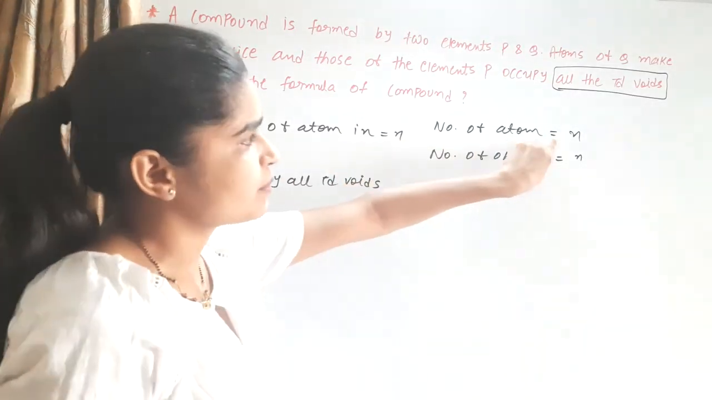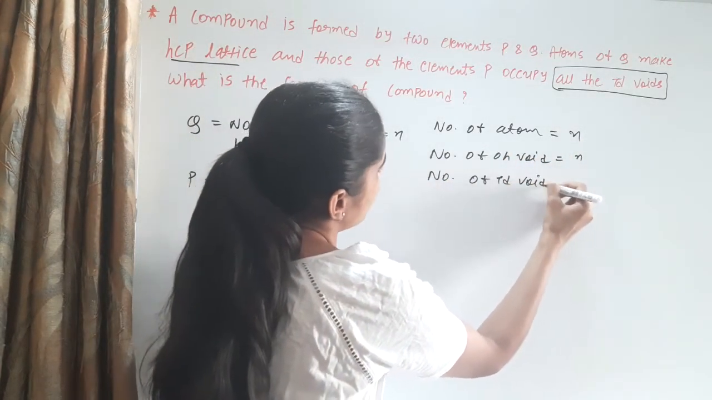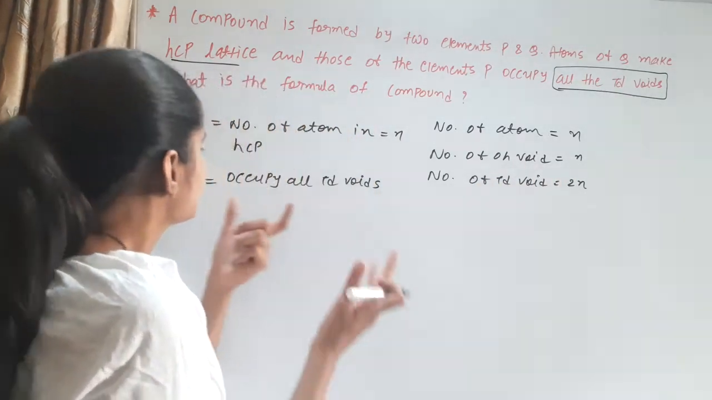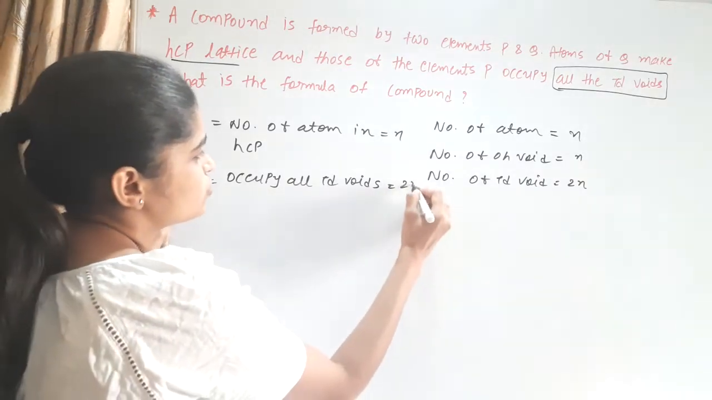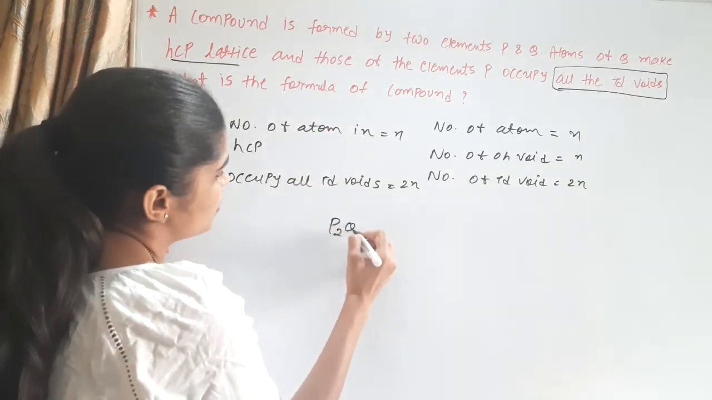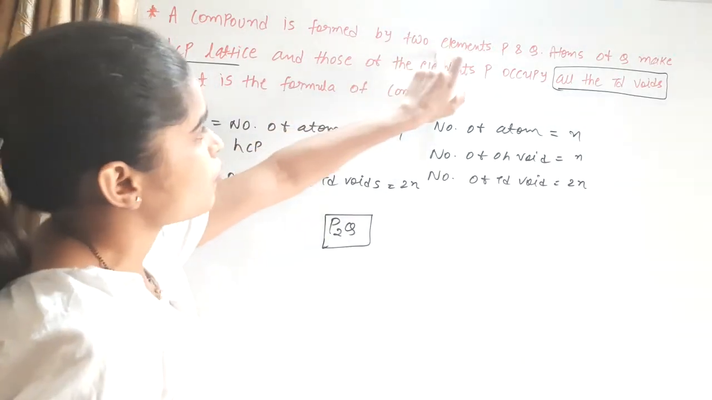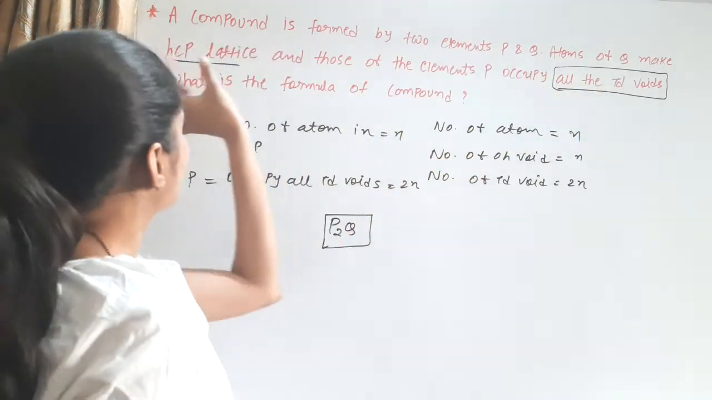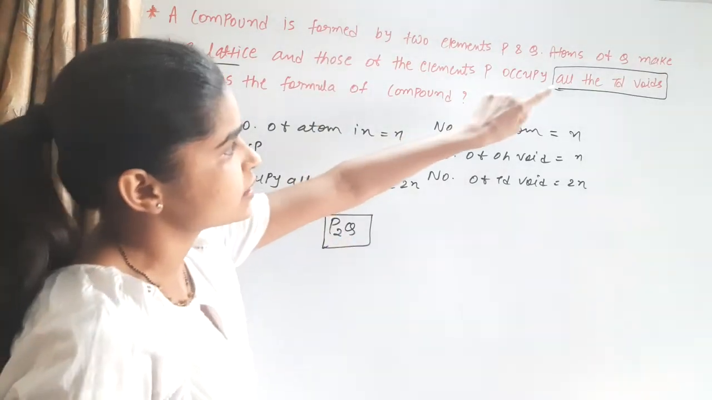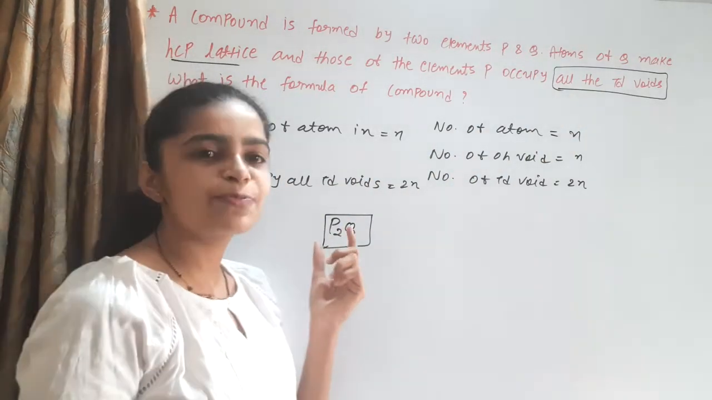The number of atoms is equal to n, and the number of tetrahedral voids is always twice the number of octahedral voids, so its value is 2n. We can say that P is equal to 2n. So P is twice Q, and the formula is P2Q. That way, the compound is formed by two elements: atoms of Q make HCP, and P occupies all the tetrahedral voids, which are twice the Q. So its formula is P2Q.